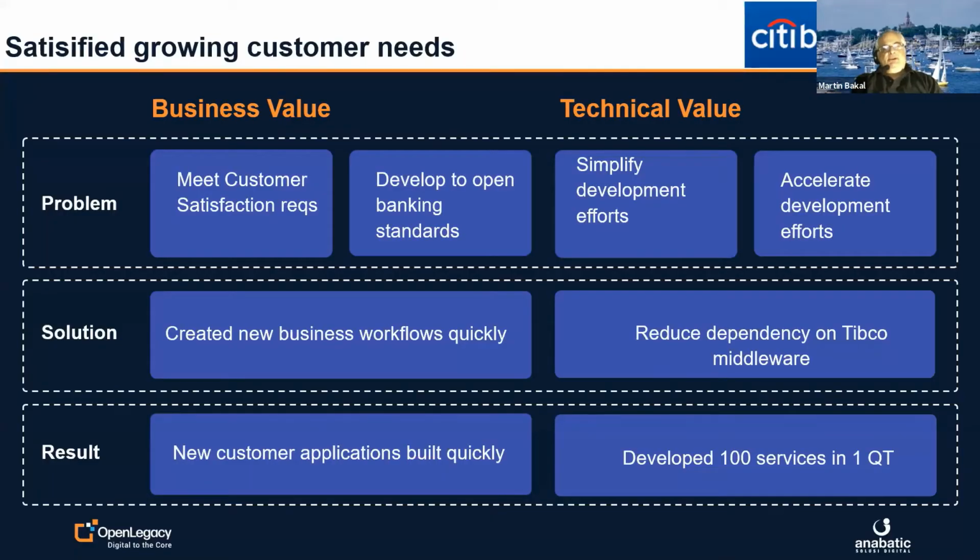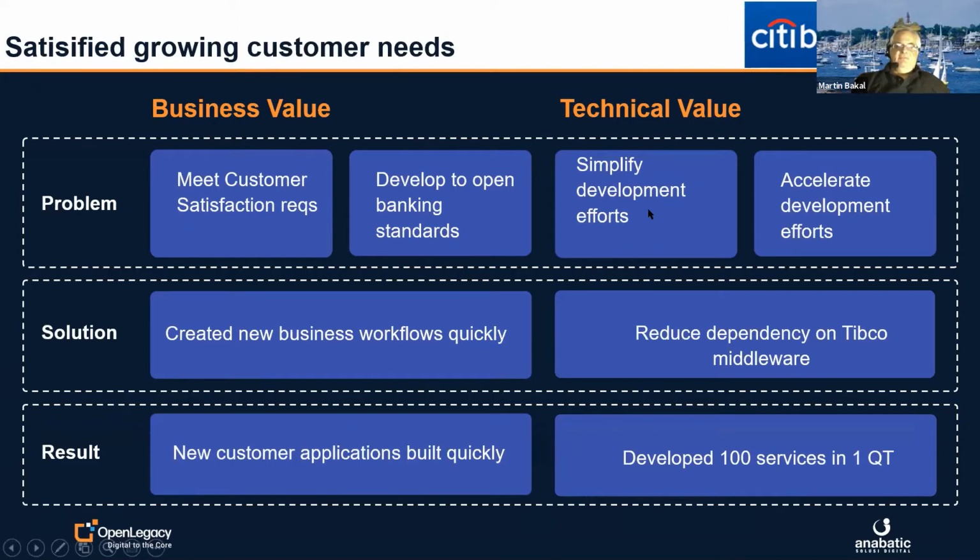One more customer is Citibank, Citibank Mexico, which is the Mexican part of Citibank. And for them, the business value they really wanted to do was they needed to meet some satisfaction requirements for customers and for some regulations as well. But they wanted to develop some open banking standards. And their solution was that they really wanted to create some new business workflows, and they created those really fast, which then allowed them to build those customer applications really quickly.